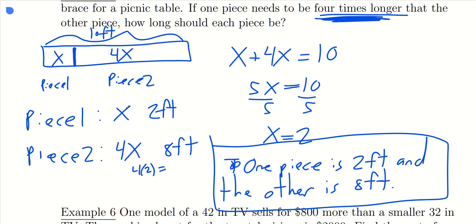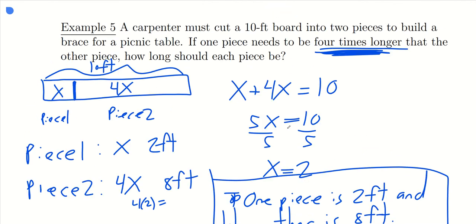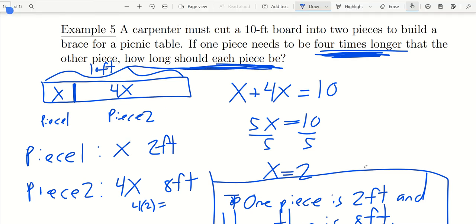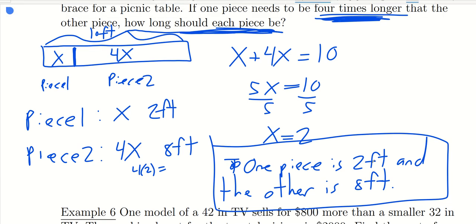Because again, at the end of the day, if you just say something like x equals 2, you're really not answering the question. Because first of all, what is x? What does x stand for? And second of all, the problem was asking us for the length of each piece. So there's 2 numbers we have to report here, and that's the 2 feet as well as the 8 feet.